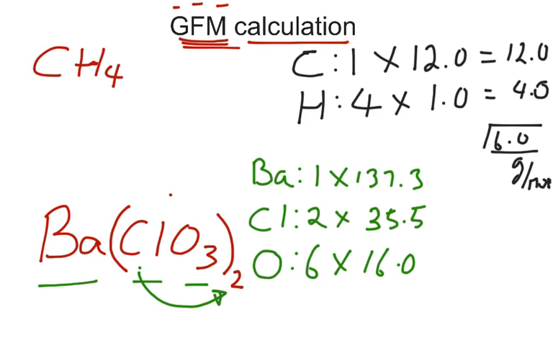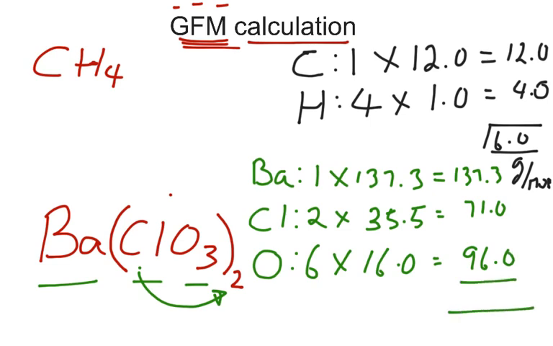All right, so we're going to add those up. We have 137.3. We have 2 times 35.5. That's approximately 71, if I'm not mistaken. And 6 times 16, that should be around 96. Okay? And as always, we have our calculators with us, because in stoichiometry we need our calculators. We're going to add those guys up. Okay, so I'm going to do that right now. You do that with me. Okay, so we have 137.3 plus 71 plus 96.